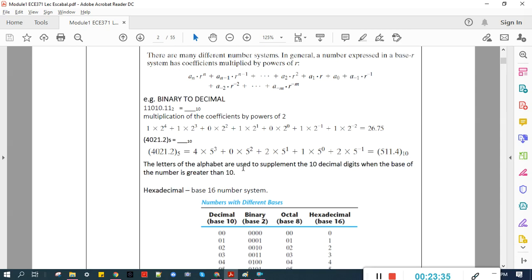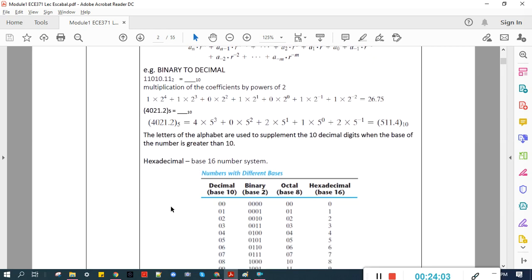The letters of the alphabet are used to supplement the 10 decimal digits when the base of the number is greater than 10. For example, for hexadecimal, the base is 16. But for decimal, we only have 9 digits from 0 to 9. So what are we going to assign for the other digits of the hexadecimal number?